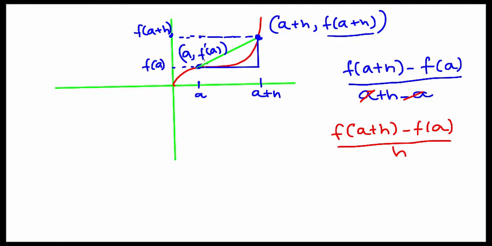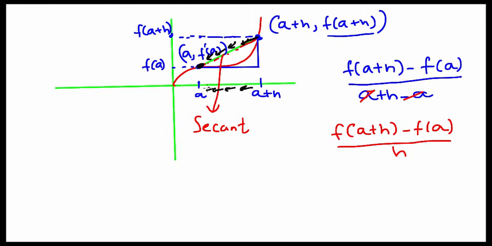So we just calculated the slope of this line. This is called the secant line. But how are we going to find the slope at this single point? In order to do that, we want to slide this point over toward this point. We need to take this a plus h all the way down.